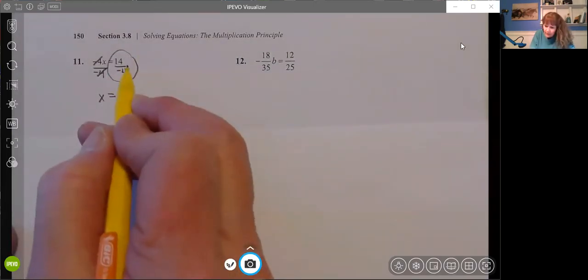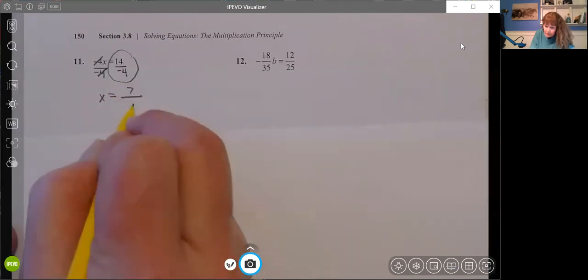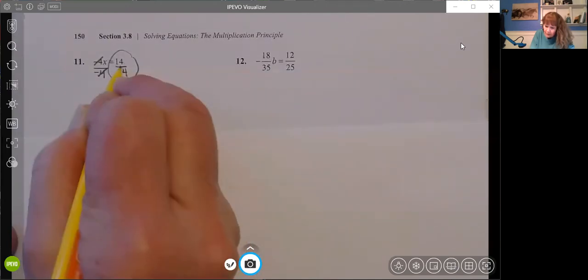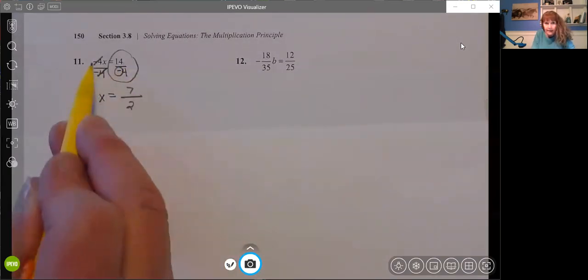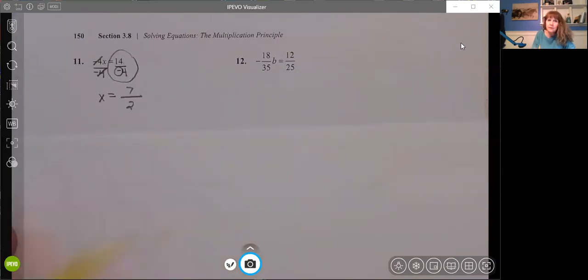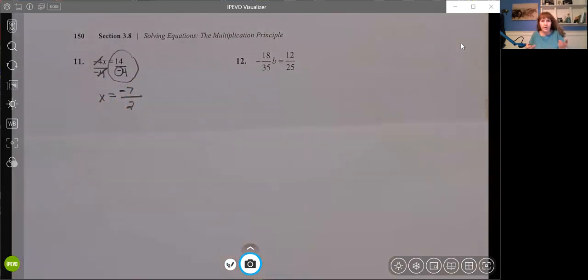So you end up with 2 goes into 14, 7, 2 goes into 2 twice, and you do have that negative, because when you're dividing, you keep the sign. You don't make it the opposite until you're adding or subtracting. Then you add the opposite. So I do need to have a negative somewhere. It doesn't matter where. You can put it with the 7, with the 2, it doesn't matter. Just have one there. All right.